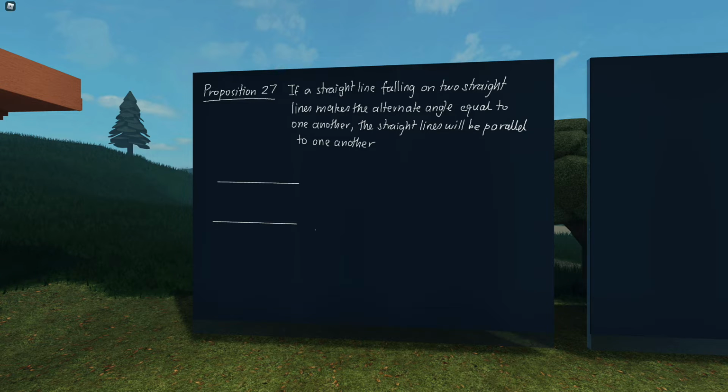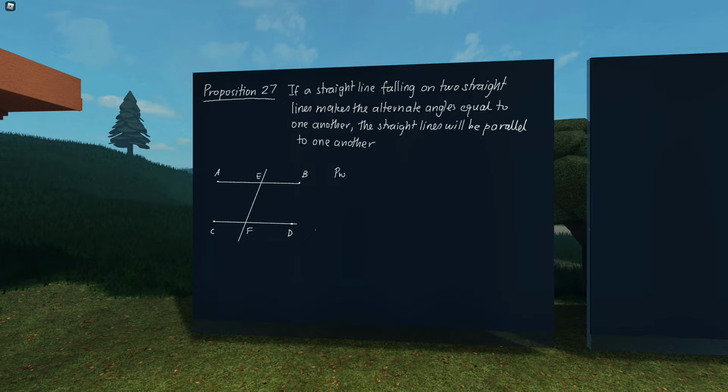Okay, sorry about that. Okay, so a straight line falling on two straight lines. So there's our two straight lines, and here's the line falling on them. So let's call it AB and CD. And this is EF. A straight line falling on two straight lines makes the alternate angles equal to one another.